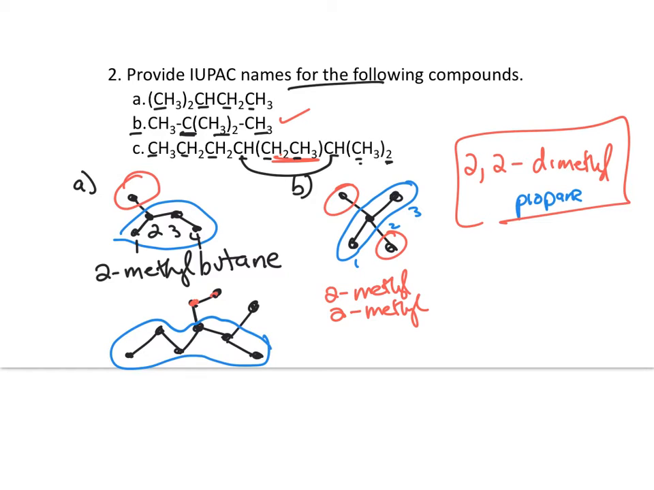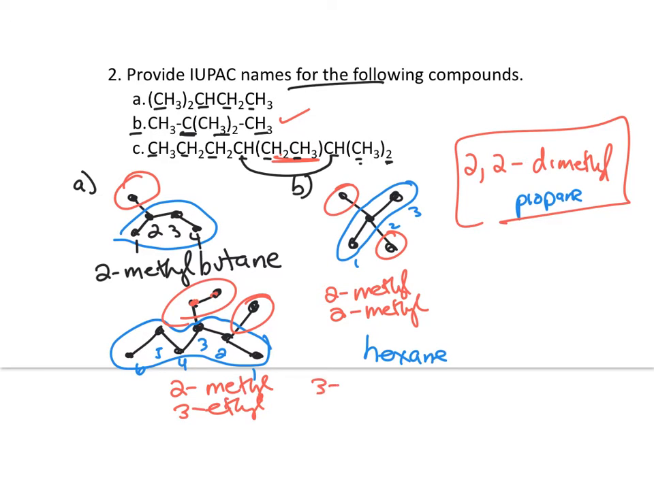You want to go from right to left. 1, 2, 3, 4, 5, 6. So 6 is hexane. And then your substituent is a methyl, 2-methyl. And then you have a 3-ethyl. And you would want this in alphabetical order, so it would be 3-ethyl-2-methylhexane.